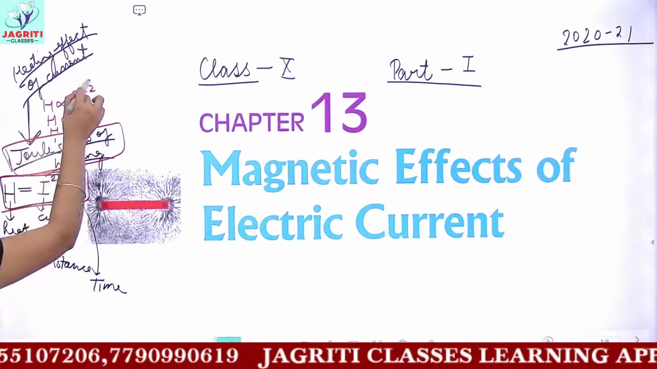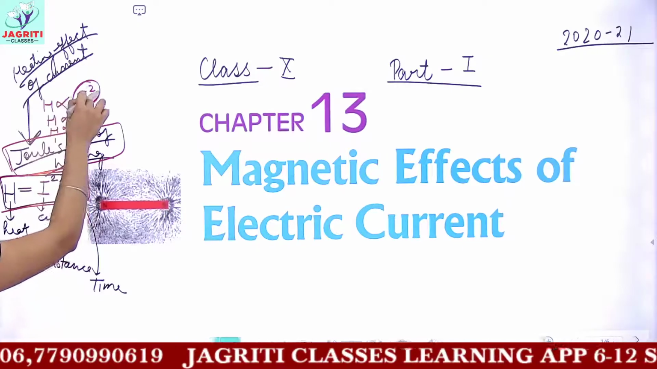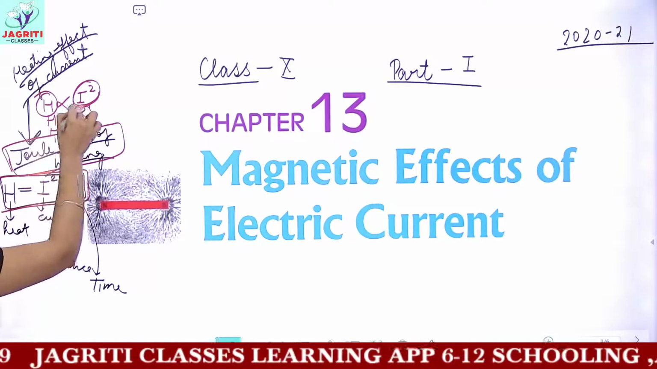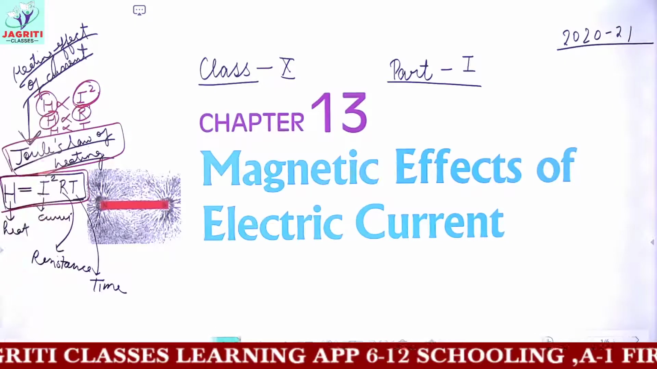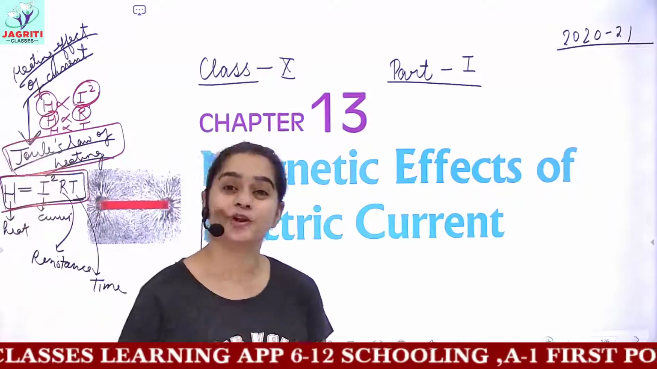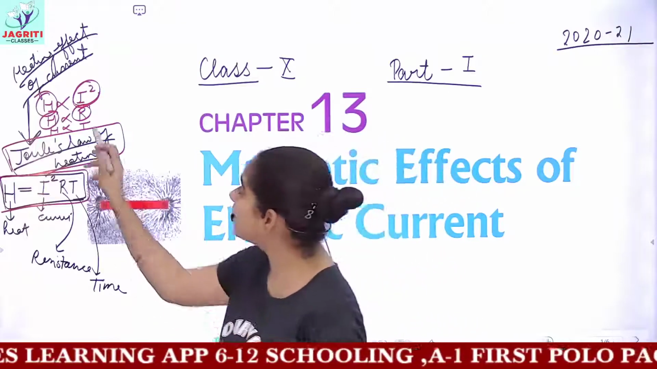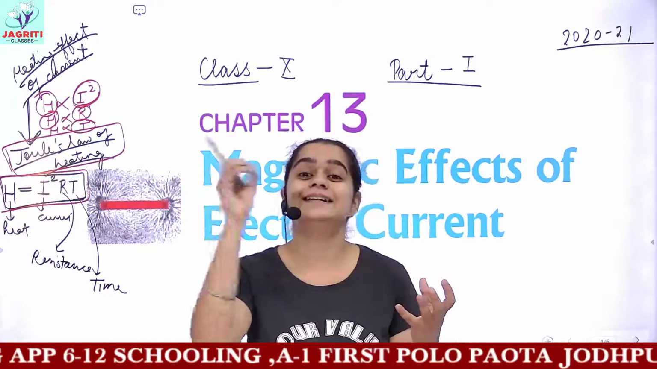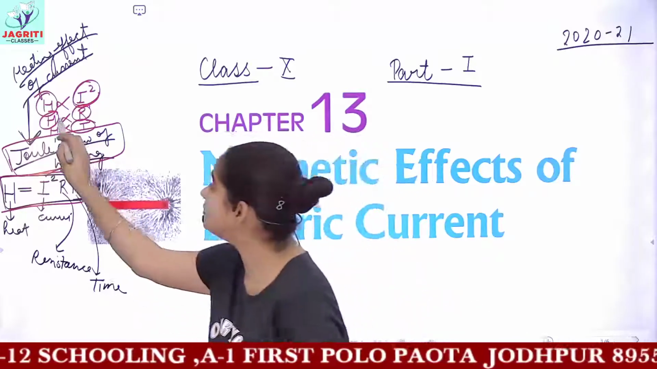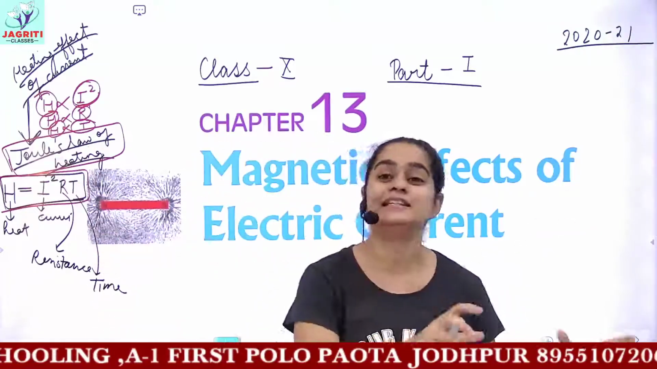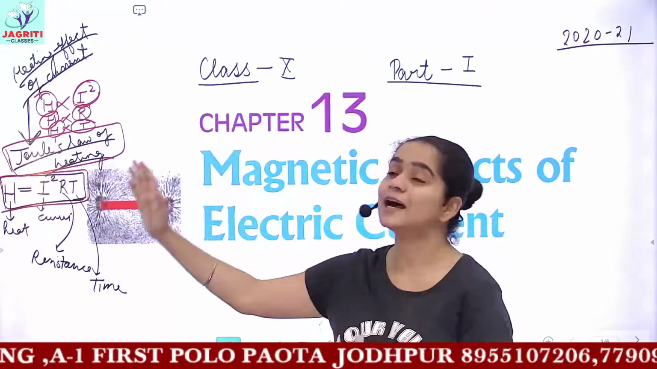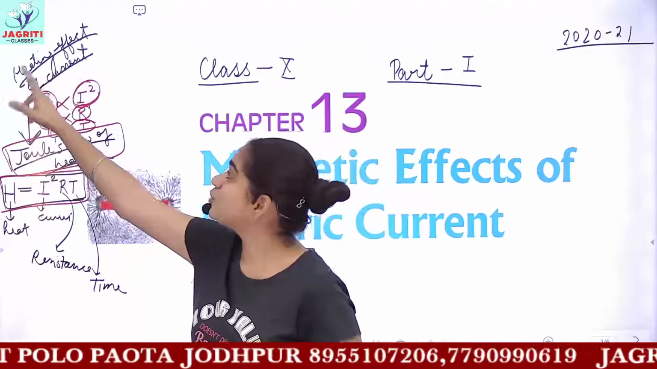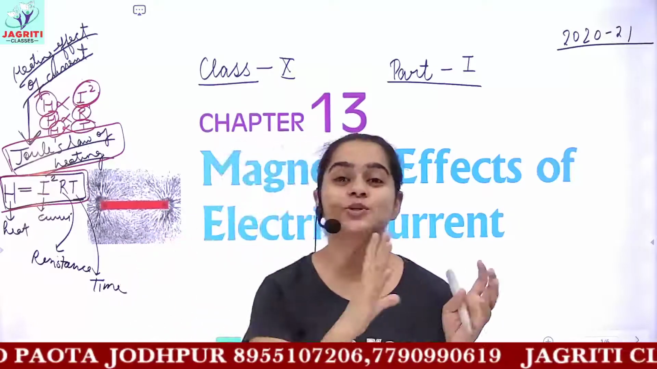Whenever you increase the amount of current flowing in a conductor, the amount of heat would increase. If you increase the resistance, then also the amount of heat will increase, because the number of collisions would increase. And if we increase the time for which the current is passing through the conductor, then the amount of heat released will also increase. So this was what we have seen in our previous chapter electricity, that current shows a heating effect whenever a current flows through a conductor.